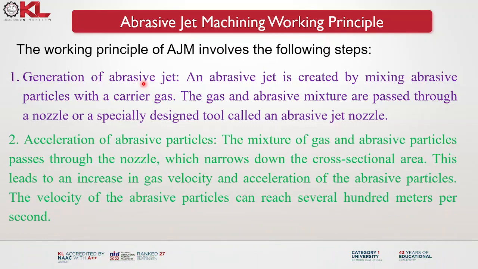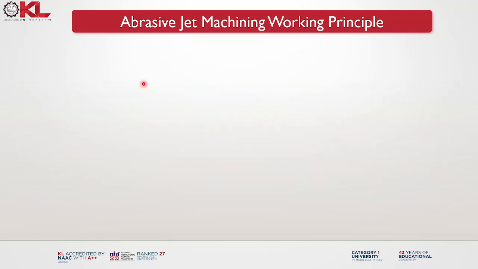Acceleration of abrasive particles. The mixture of gas and abrasive particles passes through the nozzle, which narrows down the cross-sectional area. This leads to an increase in gas velocity and acceleration of the abrasive particles. The velocity of the abrasive particles can reach several hundred meters per second. That high-speed jet will come and impinge on the workpiece.